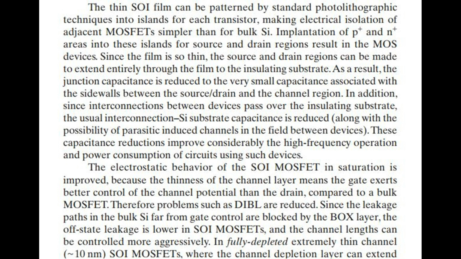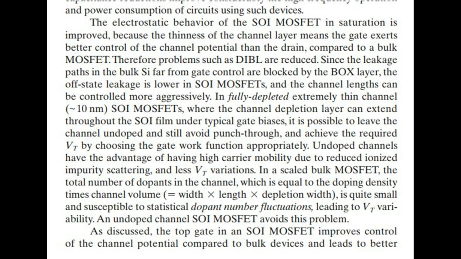Since the leakage paths in the bulk silicon far from gate control are blocked by the BOX layer, the off-state leakage is lower in SOI MOSFETs, and the channel lengths can be controlled more aggressively. In fully depleted, extremely thin channel, 10 nanometer, SOI MOSFETs, where the channel depletion layer can extend throughout the SOI film under typical gate biases, it is possible to leave the channel undoped and still avoid punch-through, and achieve the required threshold voltage by choosing the gate work function appropriately. Undoped channels have the advantage of having high carrier mobility due to reduced ionized impurity scattering, and less VT variations.